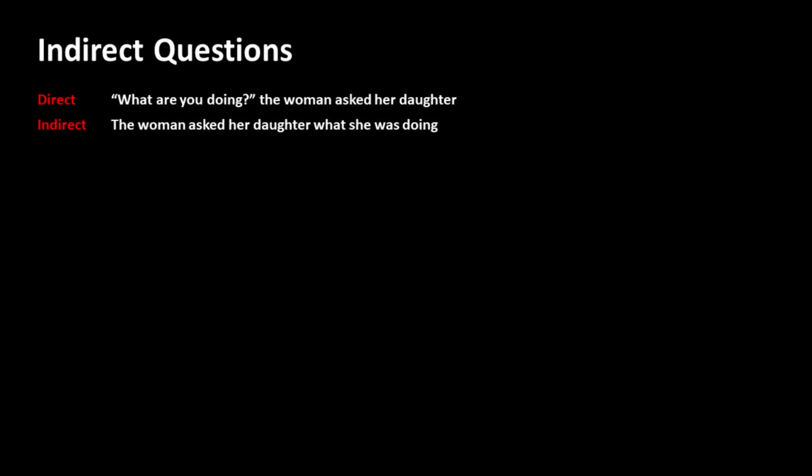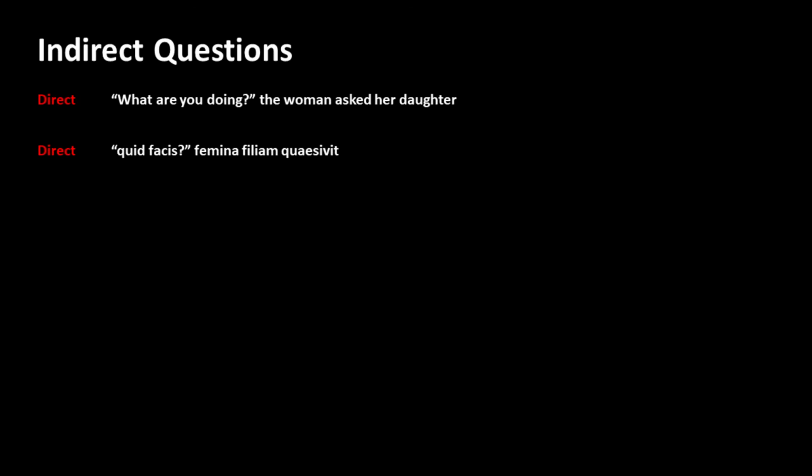That is called the indirect version of the question because the words of the question are not quoted, they are explained. With the exception of the subjunctive for the verb that is asked about, it is exactly the same in Latin as in English. Here it is in Latin for the direct question. "What are you doing?" the woman asked her daughter. That's the English, obviously. And in Latin, "Quid facis, femina filiam quaesivit?" Almost identical, don't you think?